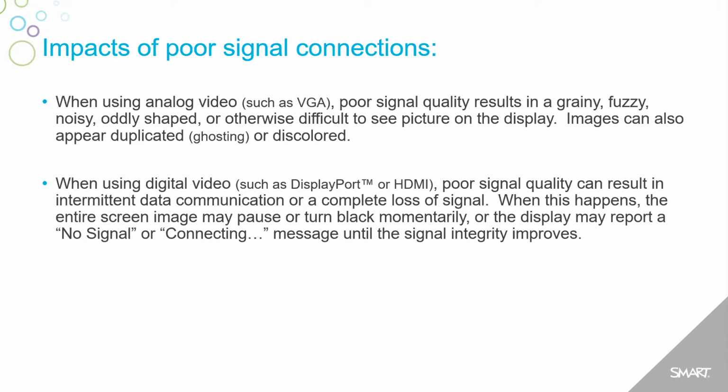Now, when using digital video, such as DisplayPort or HDMI, you get different behaviors. Poor signal quality can result in intermittent communication, where you'll see frames drop or the video pause for a few moments, or a complete loss of signal. In this case, the display may completely turn black and display no content, or the display might report that it's not receiving a signal or attempting to connect.